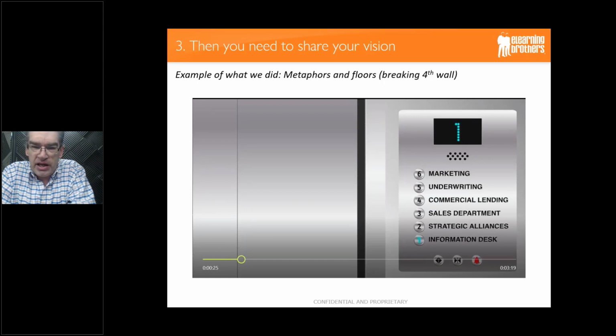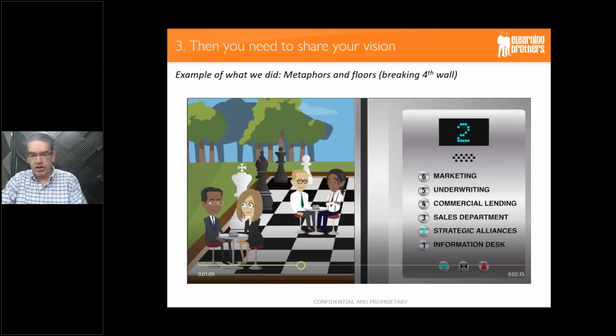So the idea was they're walking into this building and there are 6 different floors, and each one of the floors represents each one of the particular roles and procedures. And so the different individuals, when you selected a floor, and you can select the floors and you can do this in any order. And then what happened was when they selected a floor, here comes the metaphor. So the first one was strategic alliances. And so we'd use a chessboard, meaning strategy.